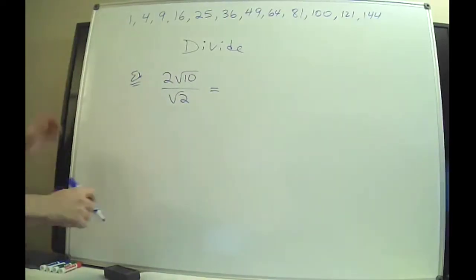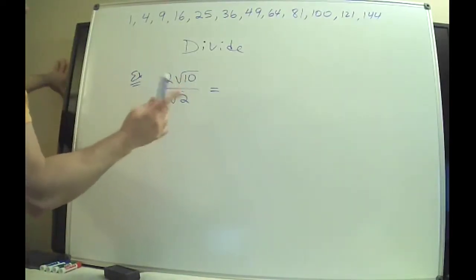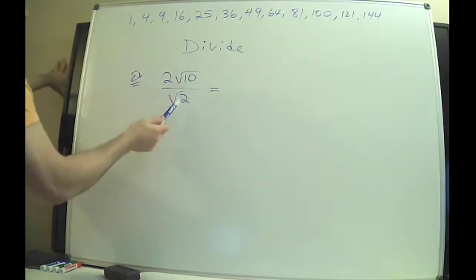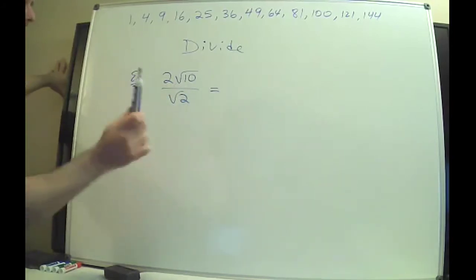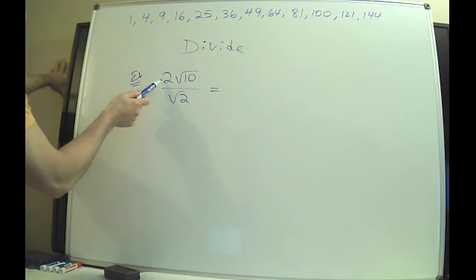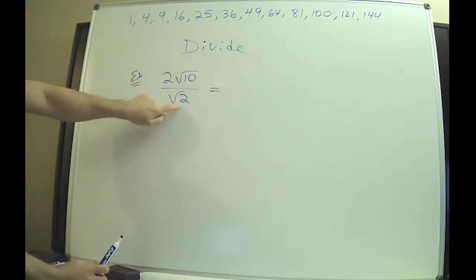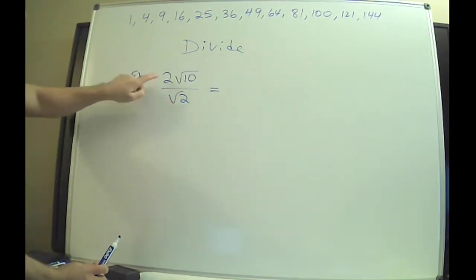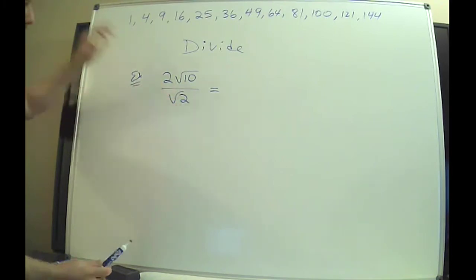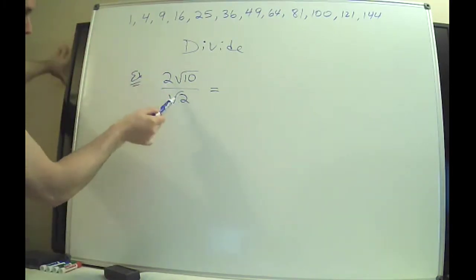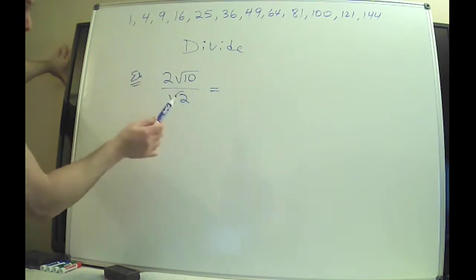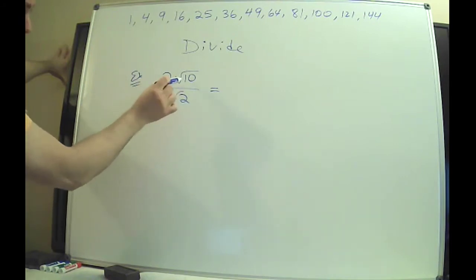All right, the first division. Dividing radicals is very simple. All you have to do is divide the numbers that are inside the radical. Now, this number is not. You see a 2 and a 2, but this is not a 2 and a 2. This is a 2 and a radical 2. This dude cannot be divided by this 2, but I can divide the 2 into the 10.